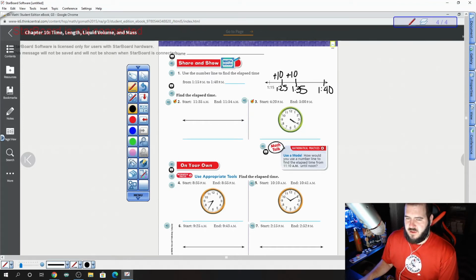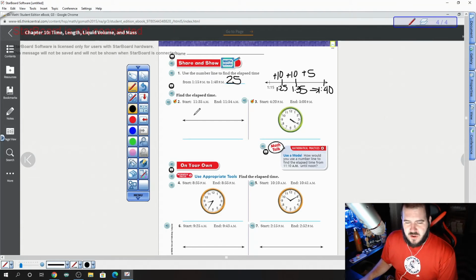135. Okay, getting close to 40 here. 35 plus what gives me 40? That's again, we're going to add 5 to get to 140. Okay, so 10 plus 5 again, which is what we had on the last problem. Again, our answer is going to be 25.